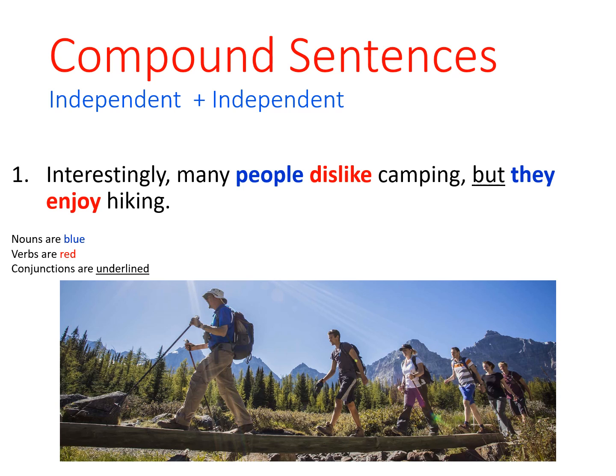If we stop right there, that is a complete idea. We have the subject, people, we have the verb, dislike, and we have a complete idea. That is an independent clause. The second half of the sentence has the conjunction, but, subject, they, and verb, enjoy, with a complete idea. So if we just say, they enjoy hiking, that would be another independent clause. These 2 independent clauses, again, are linked together with a coordinating conjunction, but.